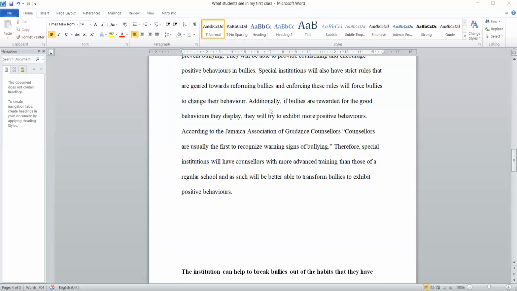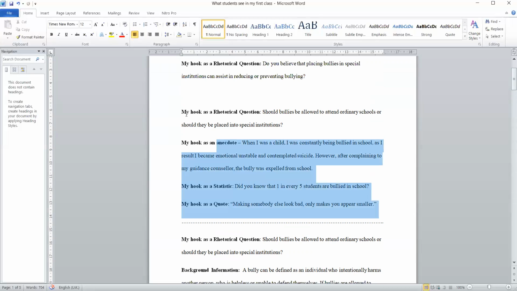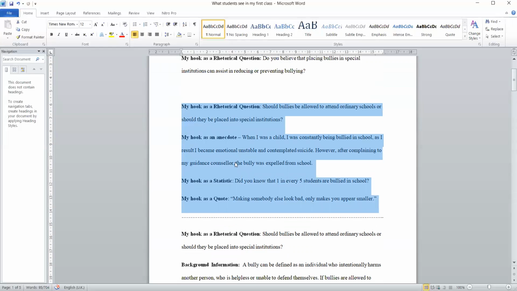Remember, we went over some examples. So these are some examples of hooks in the different forms. You have the rhetorical question, the statistic, the anecdote, and the quotation. All of these right here are the examples that we had come up with. Rhetorical question, anecdote, statistic, and a quote. And you understand how to use a statistic as a hook.